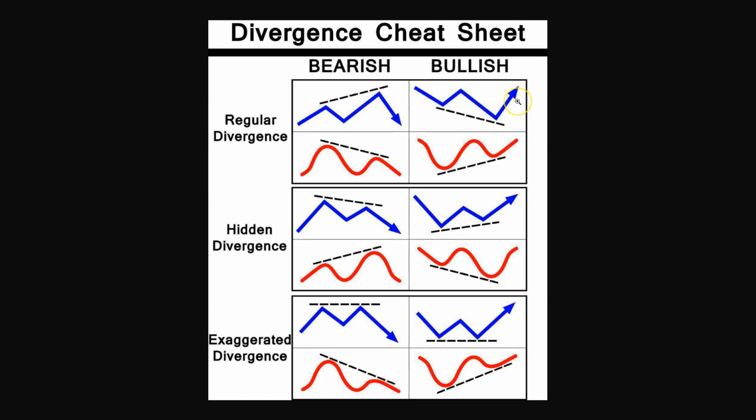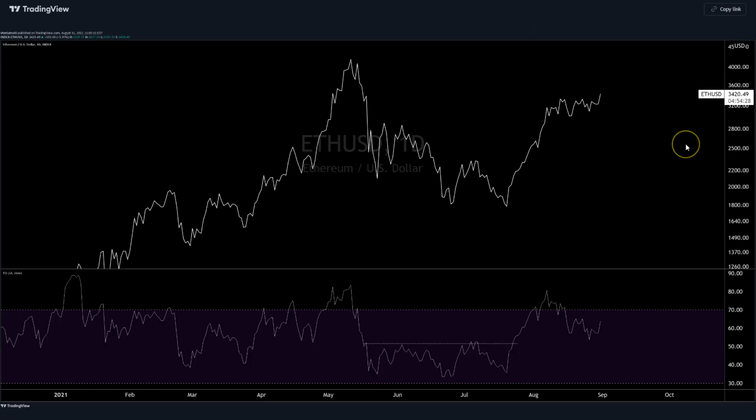And here's the divergence cheat sheet. I've done a video on this specifically, like I already said, but it's worth taking a mental image of or studying if you don't know what these are yet. There are regular divergences, hidden divergences, and then exaggerated divergences, where price hits the same high or the same low, but the RSI looks different. So just worth taking a mental note of that.